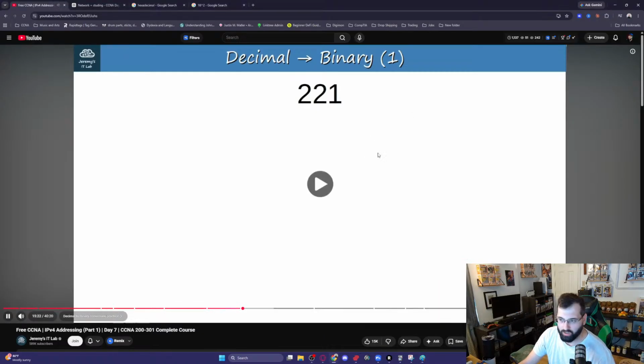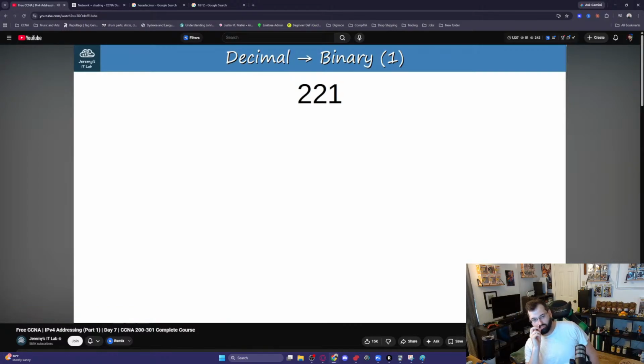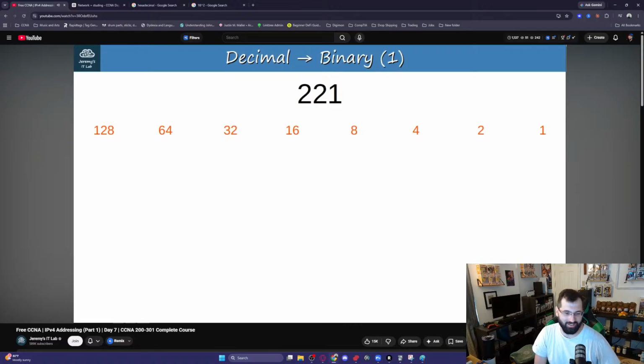Okay, let's stop watching. Have the decimal number 221. How can we go about converting it to binary? I recommend writing out the values of each bit in the binary octet. Then, starting from 128, try to subtract each number from the decimal number you're trying to convert. As you can see, we can subtract 128 from 221. So write a 1 under 128. Now we've got 93 left.